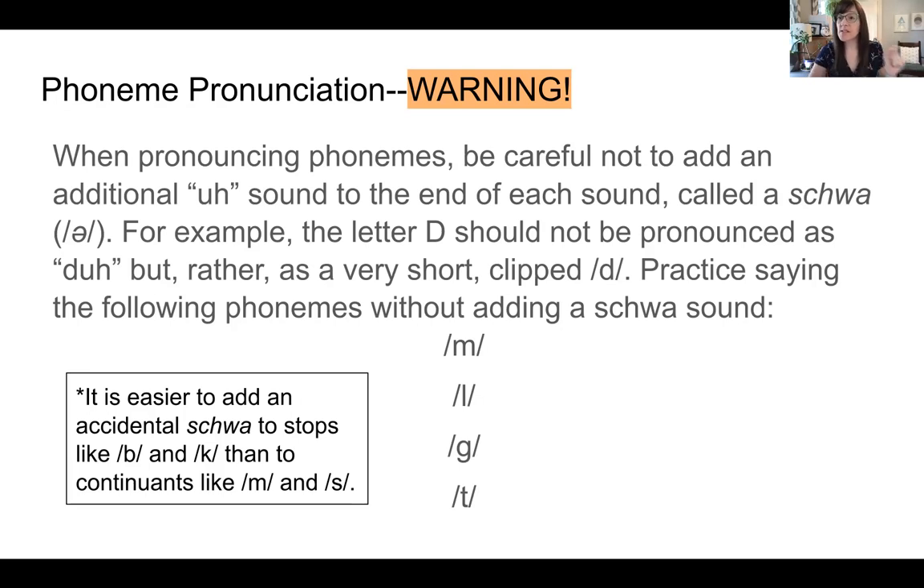You just heard me mispronounce them as ma, la, ga, and ta. So give it a try. How would you pronounce those? The M sound is mmm. Your mouth never actually comes open. It's a stretched consonant sound. It's called a continuant when you're able to stretch it eternally, as long as you can hold your breath.